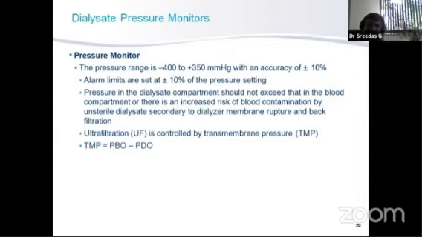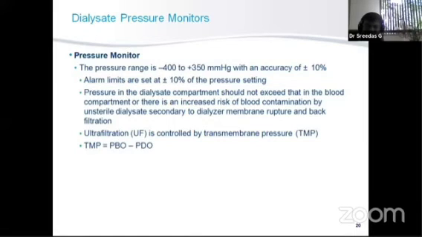Like if the pressure in the dialysate compartment is high, the membrane will rupture, and the unsterile dialysate may contaminate the blood, and that can be catastrophic. And the rupture of the membrane can occur. And the ultrafiltration is an important component that is determined by the pressure of the dialysate. Ultrafiltration is controlled by what is called the transmembrane pressure. We'll come to the details of transmembrane pressure, or TMP.